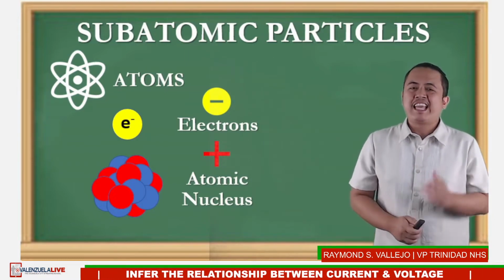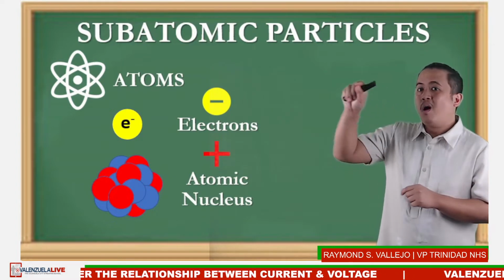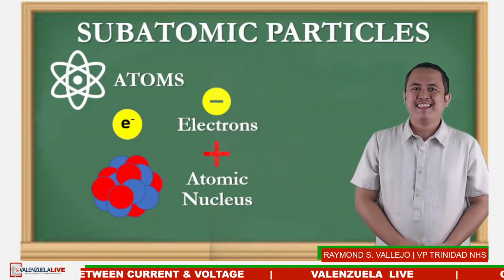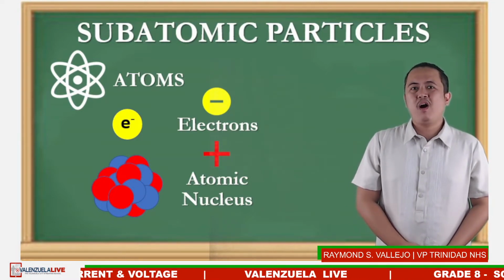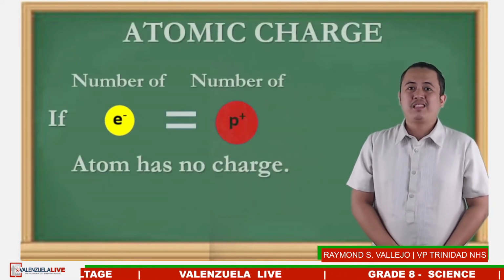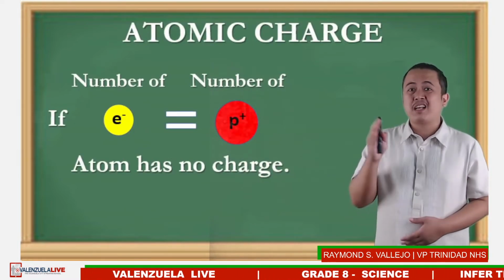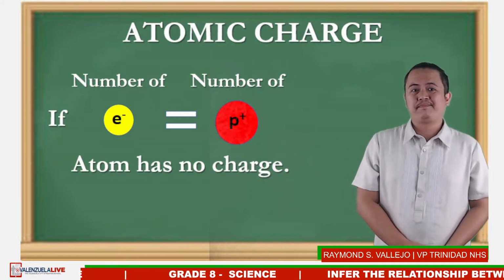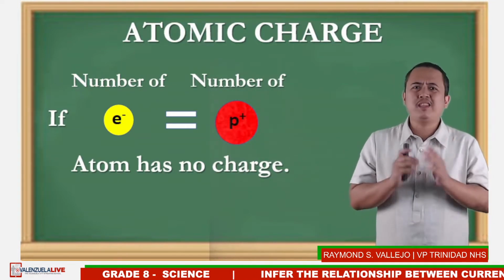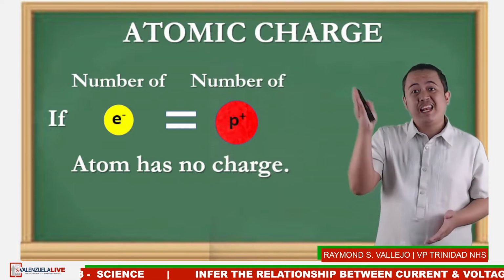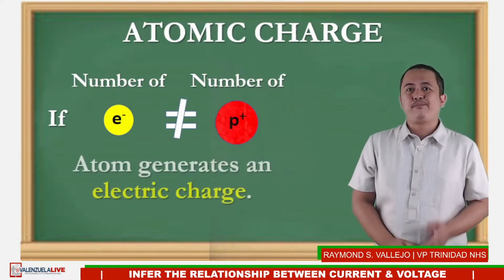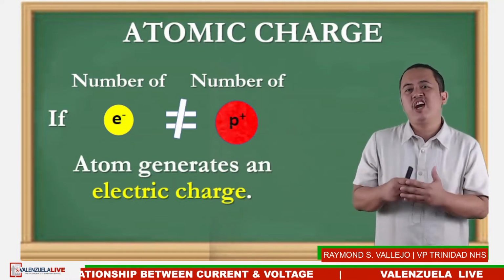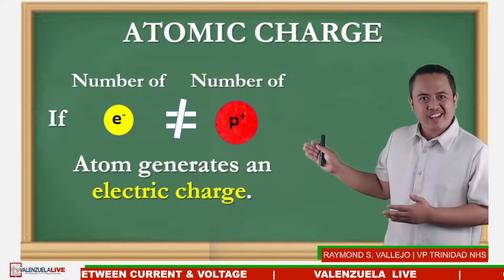These electrons can move from one atom or molecule to another. Most atoms have an overall charge of 0, since there is a balance of positive charge in the nucleus and negative charge in the electrons. But in certain circumstances, there can be an imbalance in the number of protons and electrons. This phenomenon causes the generation of electric charge.